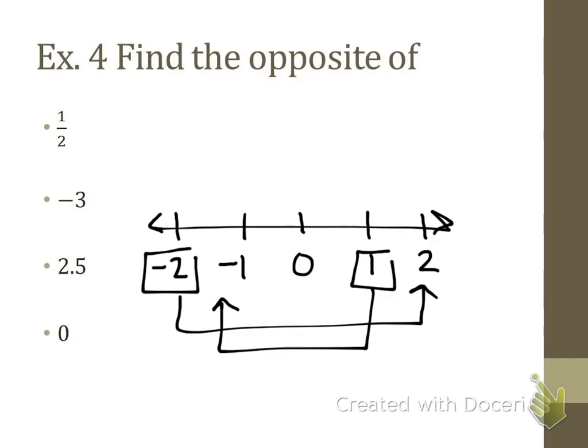Okay? So what is the opposite of 1/2? Who can tell me that? What would the opposite be? -1/2. Exactly. What's the opposite of -3? +3. What's the opposite of 2.5? -2.5. Okay? What's the opposite of 0? 0. There is no opposite to 0. That is my answer.